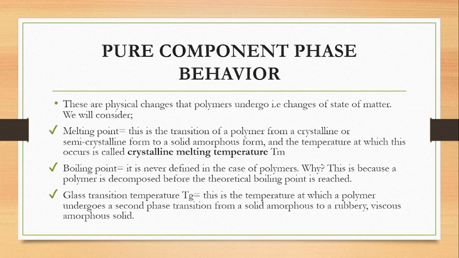So it's a temperature. It's the temperature at which the transition of a polymer from crystalline occurs. I'm sure you understand. This temperature is called the crystalline melting temperature. It is represented as Tm. Crystalline melting temperature means changing from crystalline or semi-crystalline to the amorphous form.